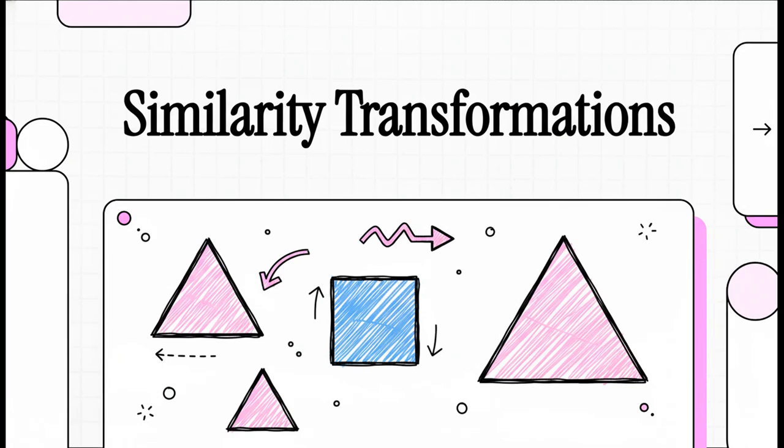Hello and welcome back. We all kind of have this intuitive sense of what it means for two shapes to be similar. They look the same, just one is bigger or smaller. But what does that actually mean in the world of mathematics? Today we're going to break down the precise rules behind it all, similarity transformations.